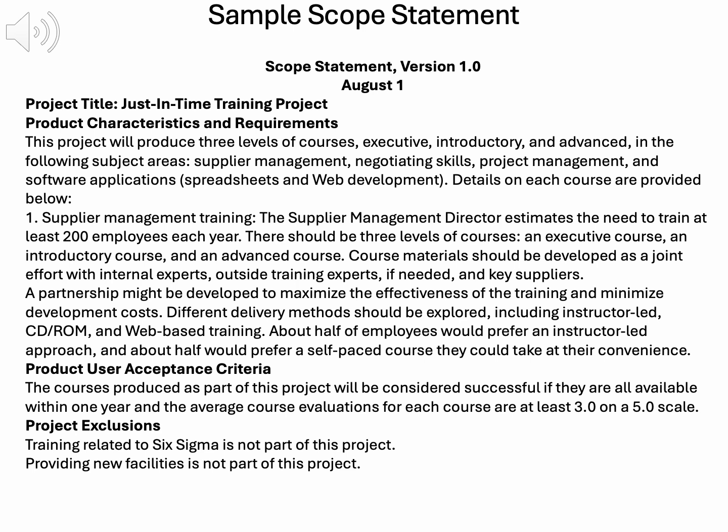Project exclusions are critical to prevent scope creep. The statement explicitly excludes Six Sigma training in new facilities, keeping the project focused. This clarity prevents teams from pursuing unplanned work, saving time and resources.